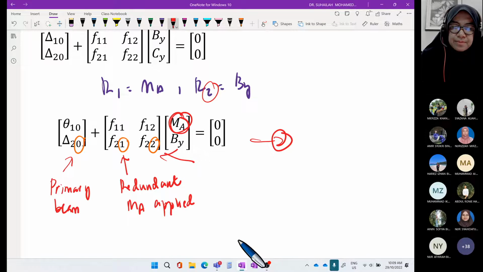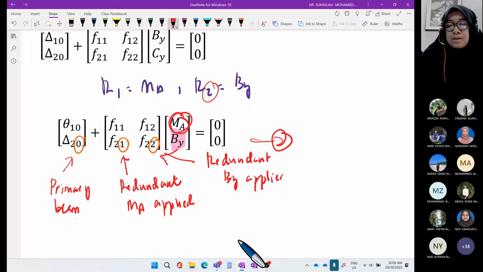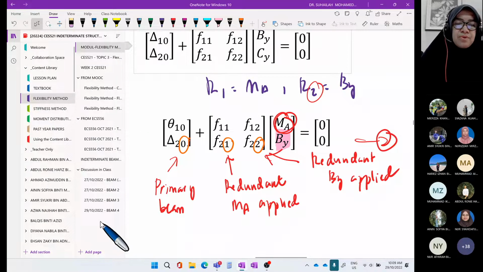This 2, what is this 2? Redundant BY applied. Redundant BY applied. Okay? Is the concept clear? We do one example.